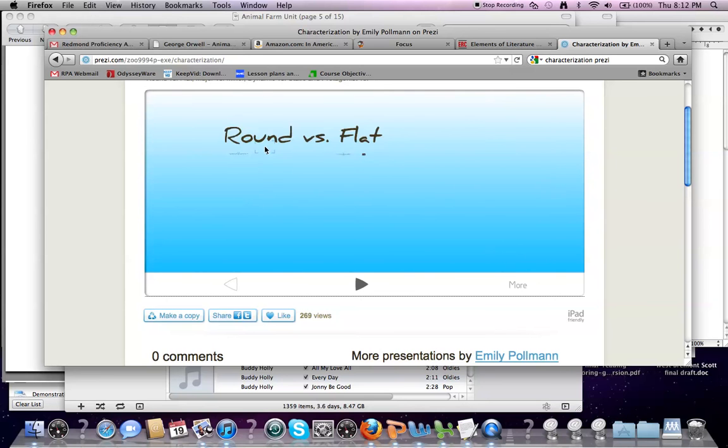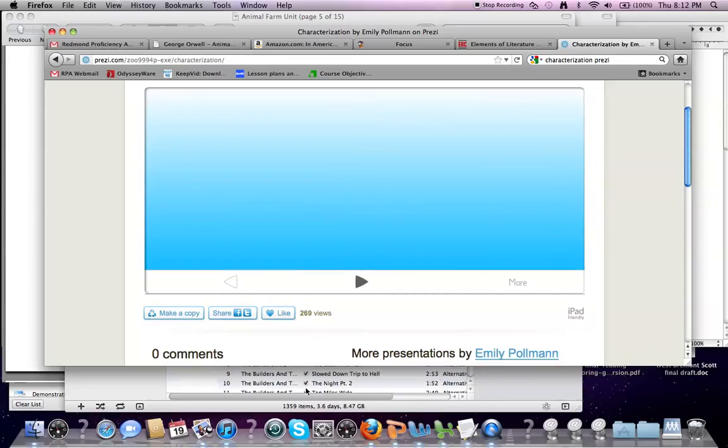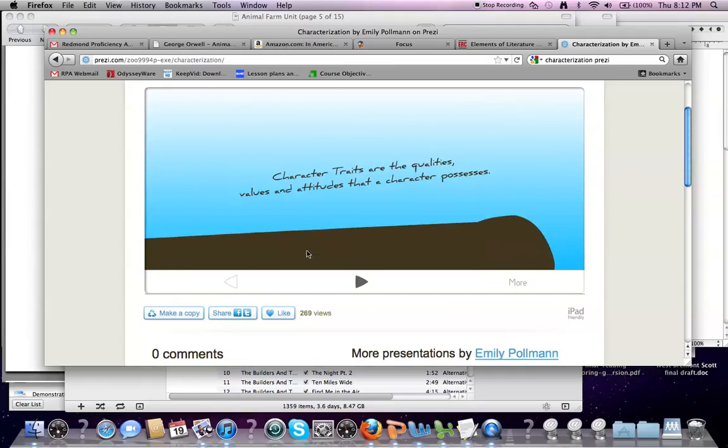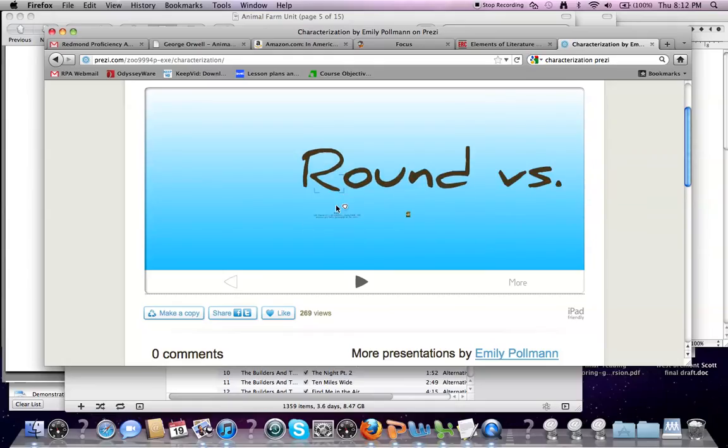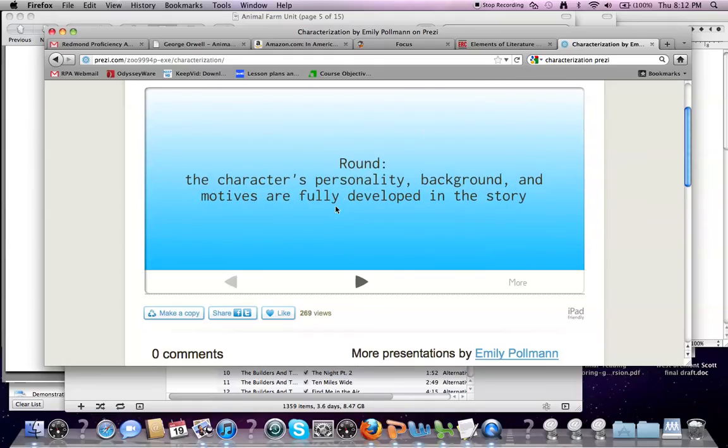The round character, again, if we look over here, is... Okay, I am officially not enjoying Prezi. The round character's personality, background, and motives are fully developed in the story. That is essentially what defines a complex character. The complexity there is that there's a lot of depth, and that depth is really what we're looking for and what we're trying to figure out.